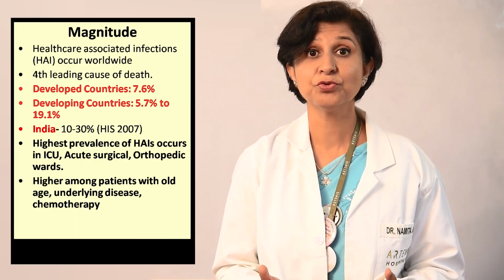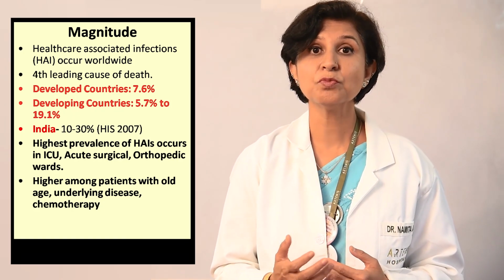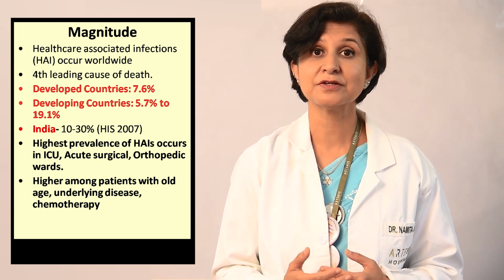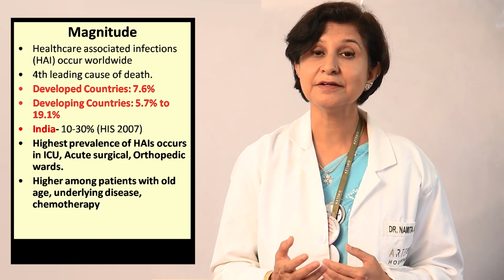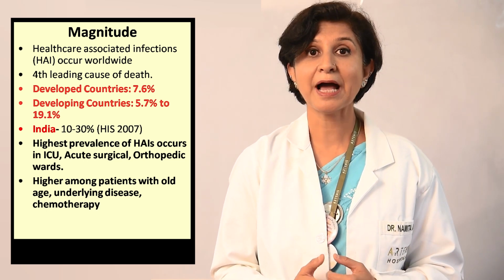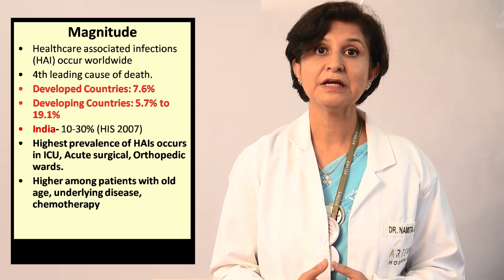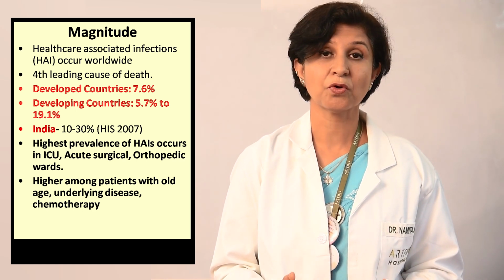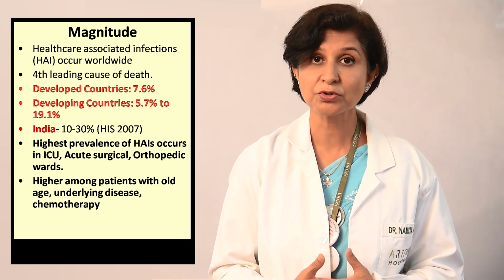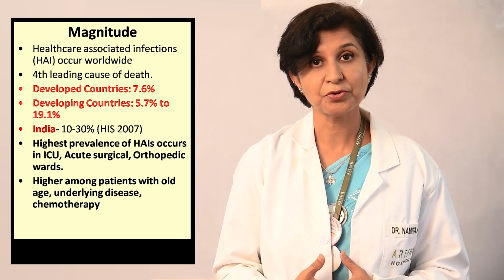What is the magnitude of the problem? In developing countries, the magnitude of problem is more. It can be 10%. In India, sometimes it is reported to be as high as 20 to 30%. In the developed countries, it is as low as sometimes 5%. You'll be happy to know that in Artemis, we have a very low infection rate, less than 2% sometimes, or a little more than that, but never coming up to 5%, which is a very good thing because of our good infection prevention and control program.